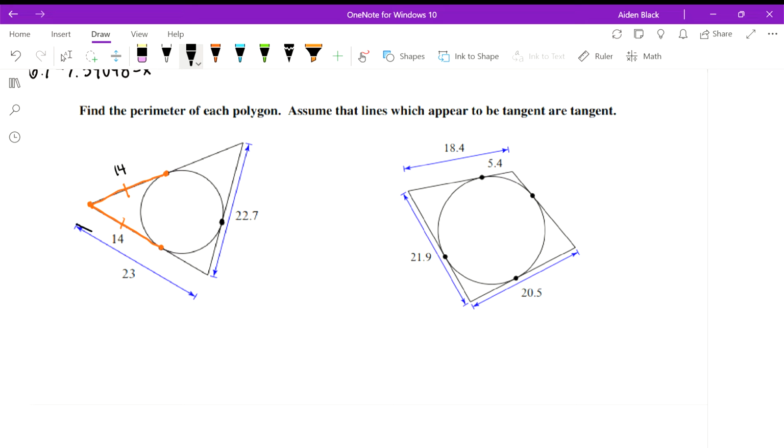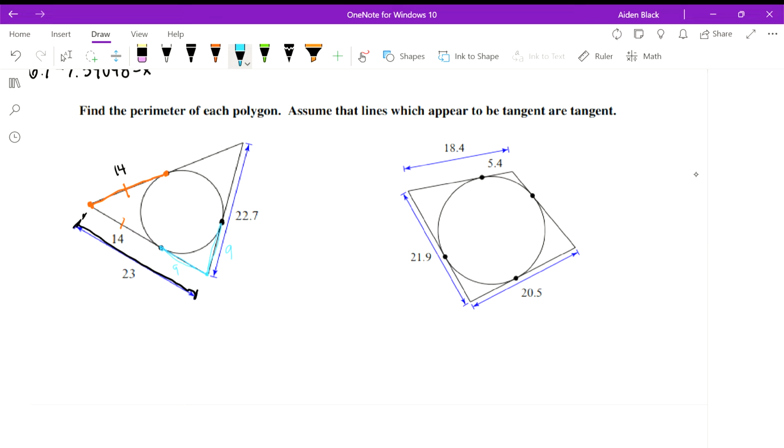You also know that this whole length right here is 23, but this right here is 14. So we know the remainder must be 9. So this is 9. I'll use a different color. Right here is 9. Since this is 9, this must also be 9.